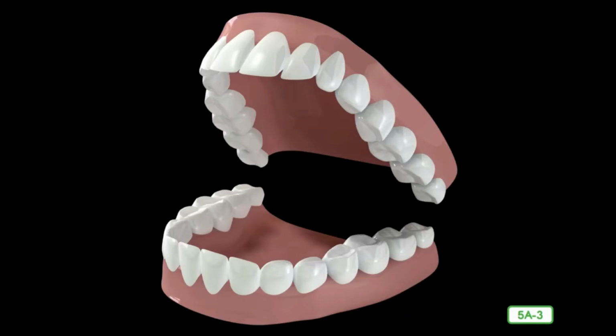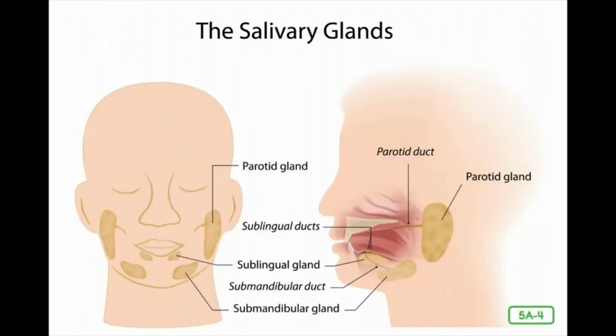Next time you bite into a piece of chicken, sample a piece of cheese, or chomp into an apple, see if you can figure out which teeth are helping you the most. Have you ever heard someone call food mouth-watering? What do you think that means?